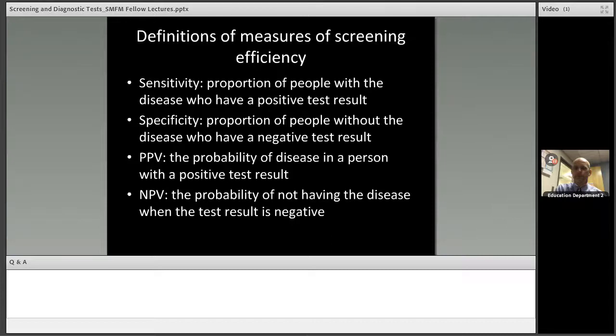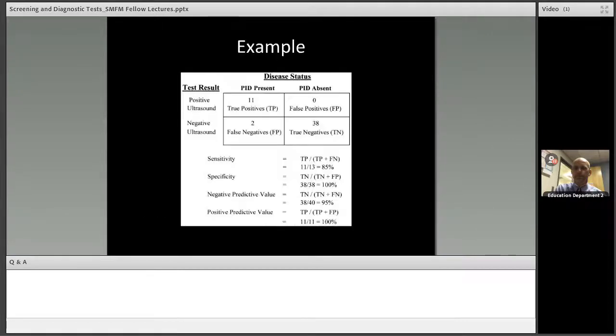So sensitivity is defined as the proportion of people with a disease who have a positive result. On the other hand, specificity is the proportion of people without the disease who have a negative result. The positive predictive value is the probability of the disease in a person with a positive test result, whereas the negative predictive value is the probability of not having the disease when the test result is negative. And we'll be doing, at least going through some examples of each of these.